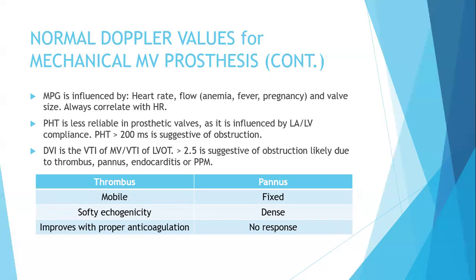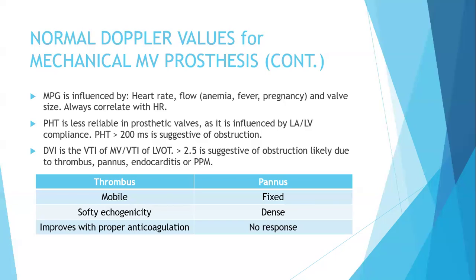The DVI, the one that we were mentioning. The pressure half time is less reliable in prosthetic valves as it's influenced by the left atrial and the left ventricular compliance. When we have problems with both because of the valvular lesions that were present before the operations, these affect the compliance of both chambers, and this eventually affects the measurements we see. Pressure half time of more than 200 milliseconds is suggestive of obstruction. However, our acceptable range is less than 130.